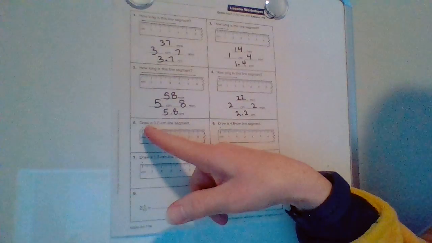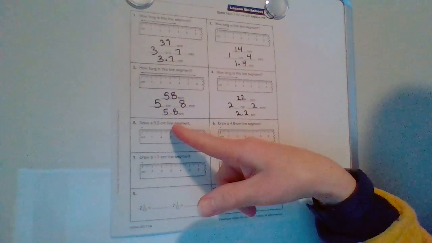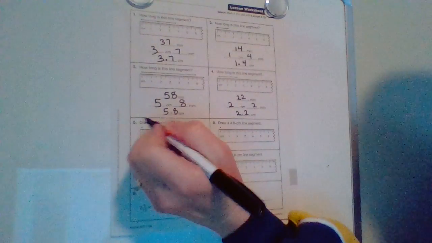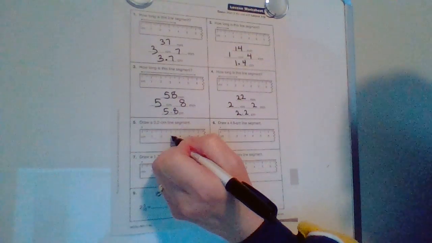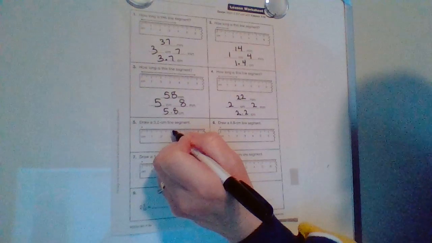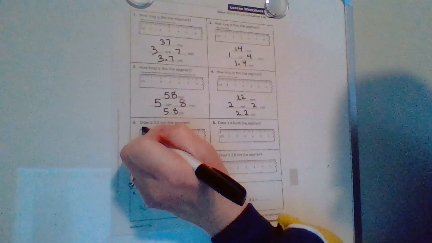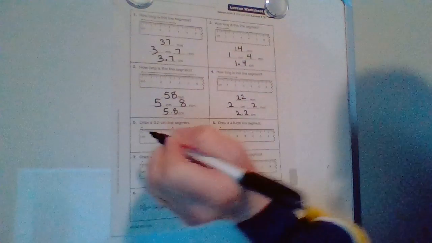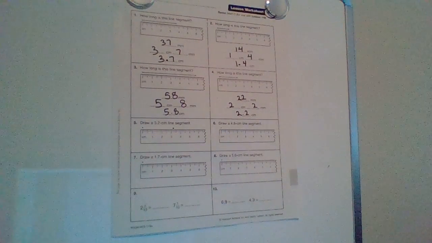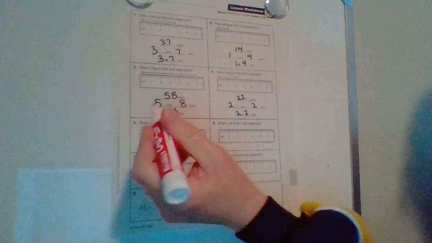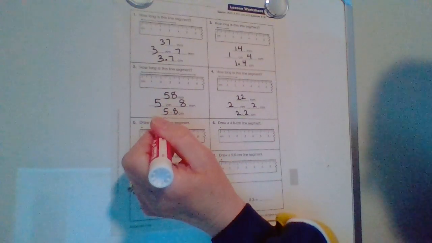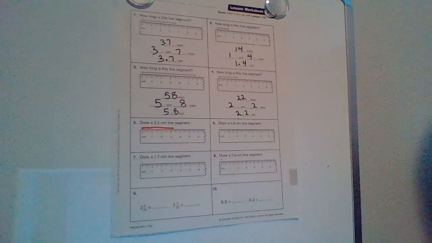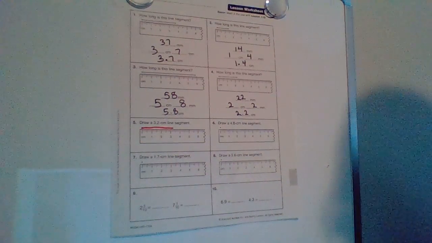Number 5, it says draw a 3.2 centimeter line segment. Okay, so we know we're going to have to go at least over to 3, and then we're going to do 2 more spots. So here's that, and I'm going to put my dot about right there. And then I'm going to make this a different color so you can see that. Okay, 3.2.